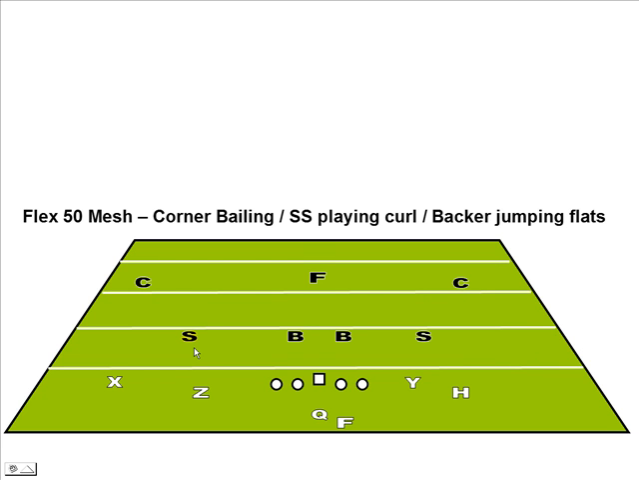Okay, right here the corner's going to bail. Strong safety's going to play the curl. And this backer actually is going to fly out and run with the swing route here. And this gets us to our third read, which is going to be Z on the back side of the mesh.